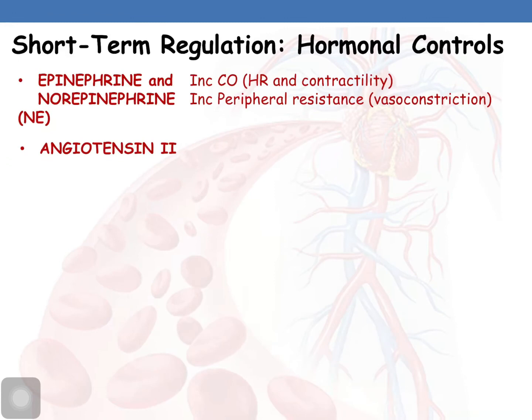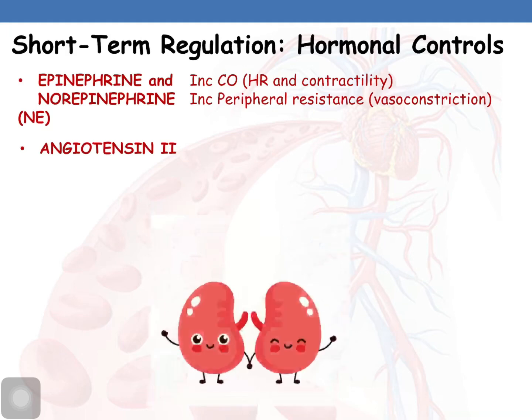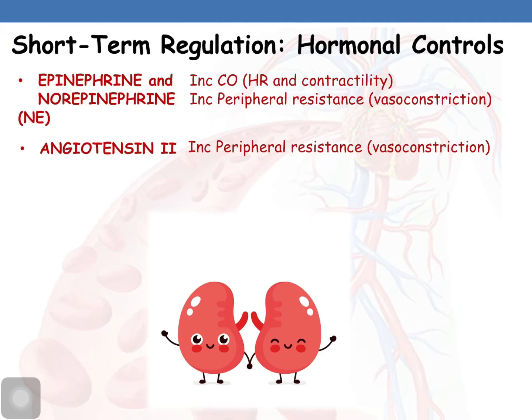Next hormone is angiotensin II. When blood pressure or blood volume is low, the kidney releases renin. Renin acts as an enzyme, ultimately generating angiotensin II, which stimulates increased vasoconstriction. It also stimulates release of aldosterone and ADH, which act as long-term regulation of blood pressure by enhancing the blood volume, and I will explain that later. So again, angiotensin II increases peripheral resistance by promoting vasoconstriction.